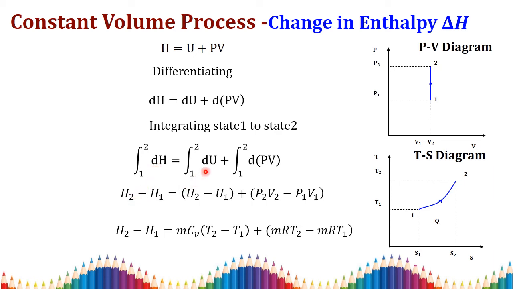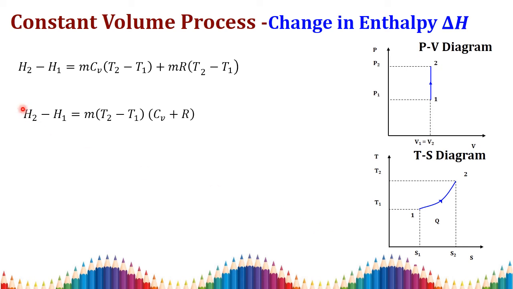Then the integral of dU is U, which with the limits is U2 minus U1. Plus, integration and differentiation cancel, so for the last term we get PV with upper limit 2 and lower limit 1, so I can write P2V2 minus P1V1. Here I am substituting the internal energy value, which is nothing but your change in internal energy, delta U. So H2 minus H1 is equal to mCv into (T2 minus T1) plus PV, which equals mRT, so I can write mR T2 minus mR T1.